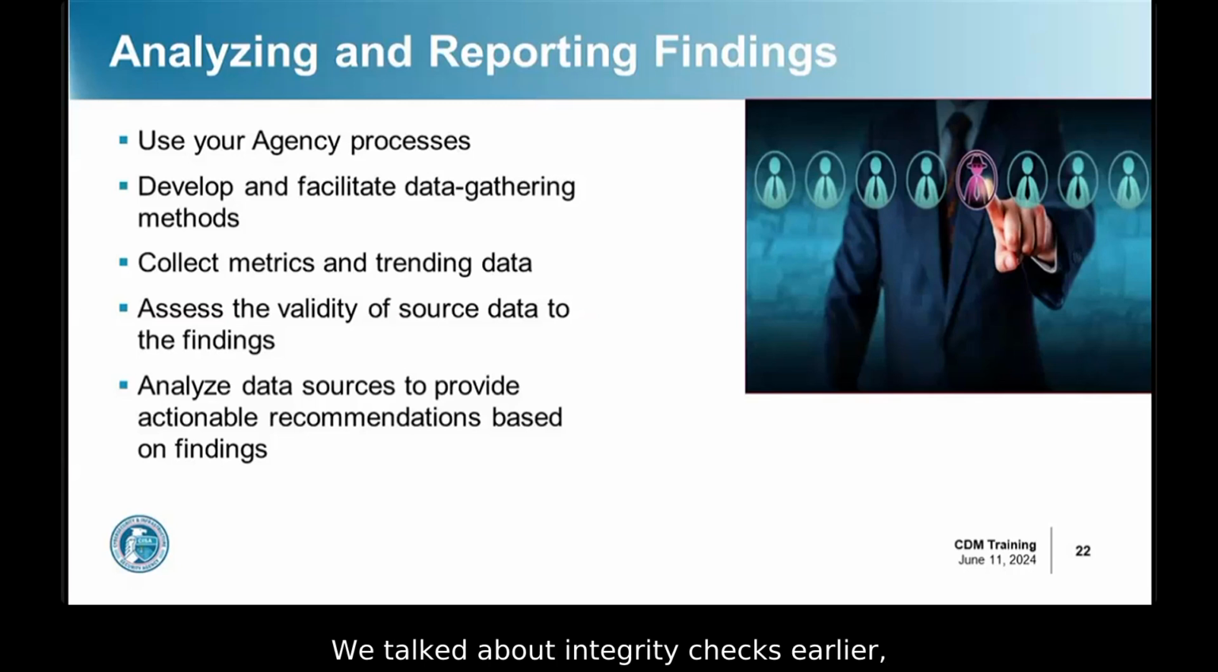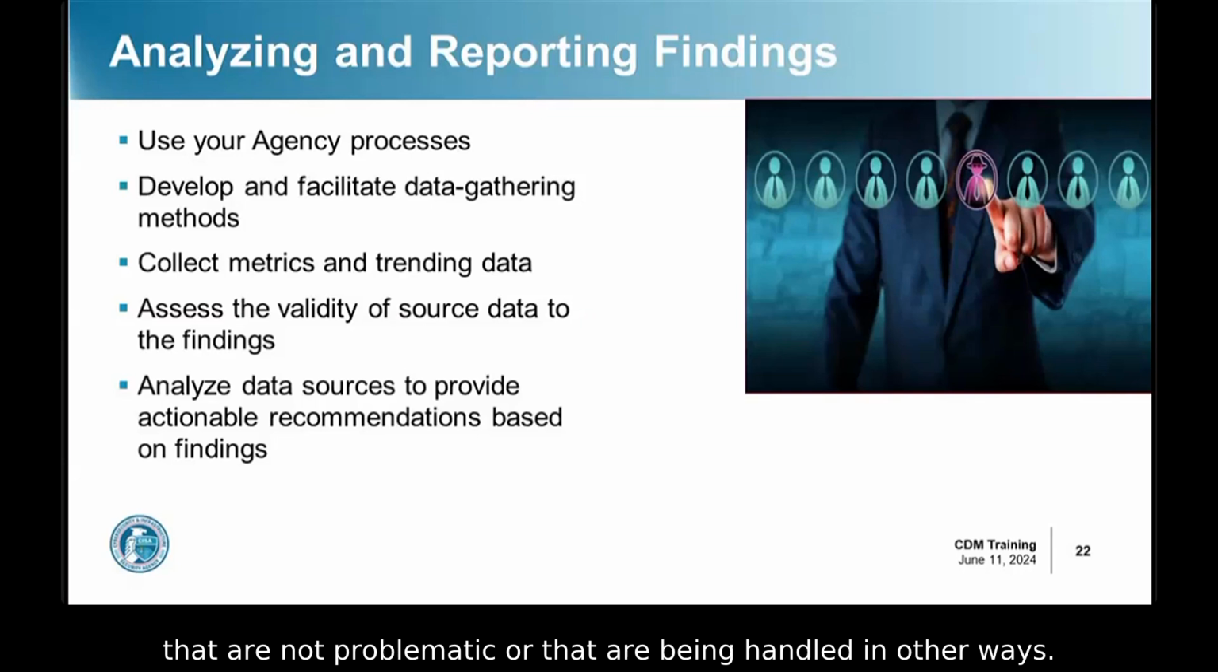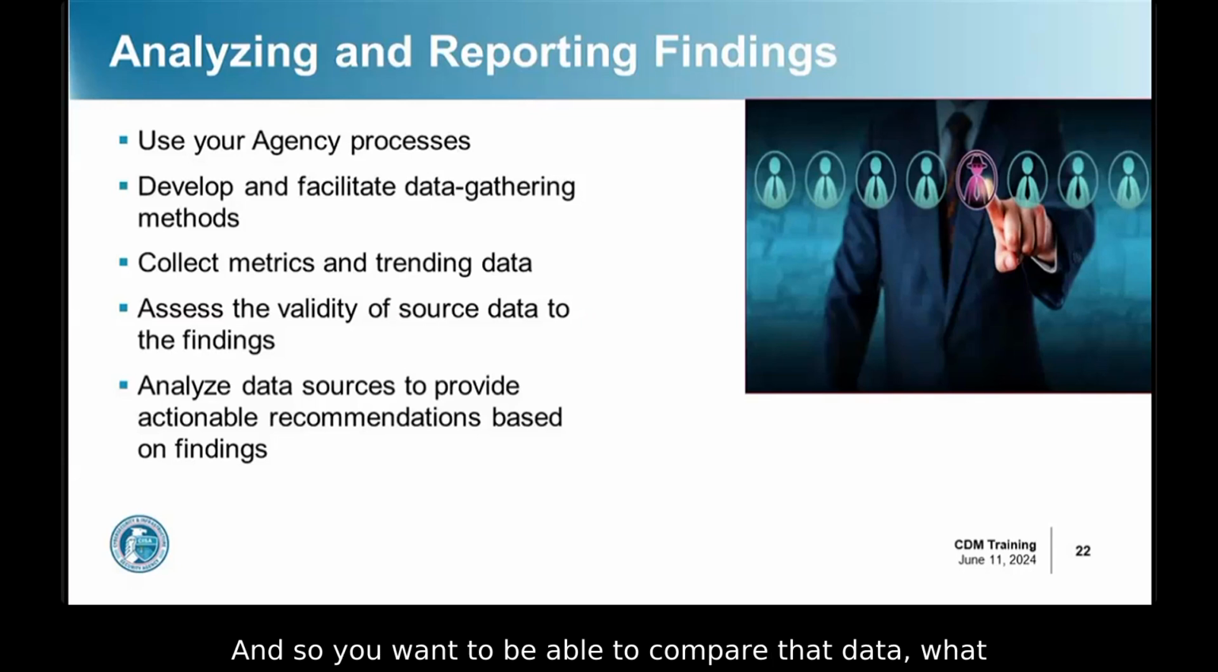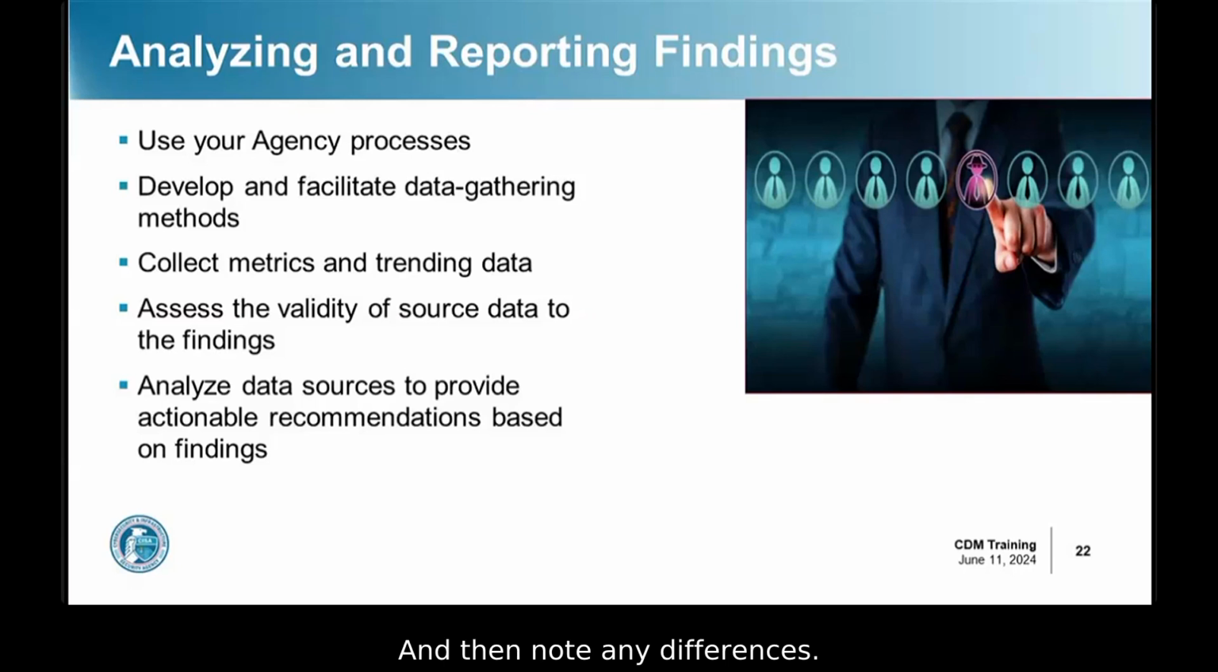We talked about integrity checks earlier, hashing, things to keep the data from being modified. Does the source data and the findings make sense when compared? Maybe there are anomalies that are not problematic or that are being handled in other ways. You want to be able to compare that data, what we refer to in the CDM world as the actual versus desired state, and then note any differences. The actual state is what we're living in reality, and the desired state is what we really want. Maybe that's our baseline. Sometimes those two don't go hand in hand.